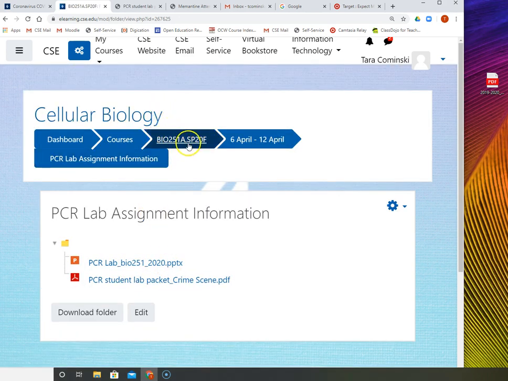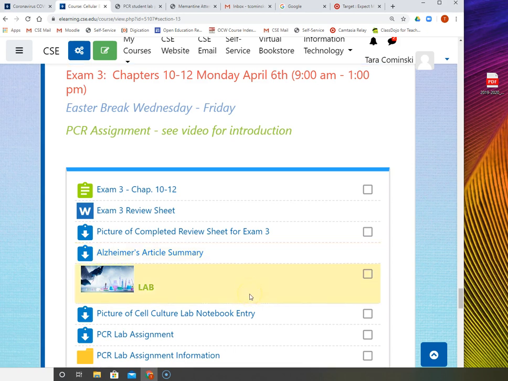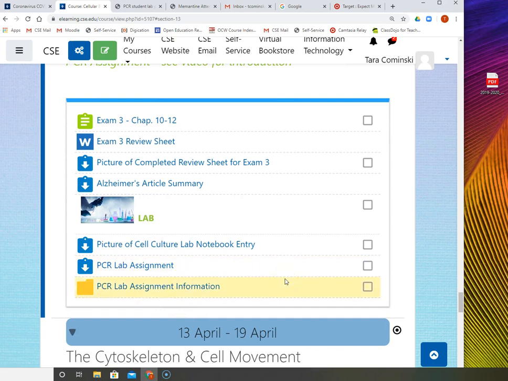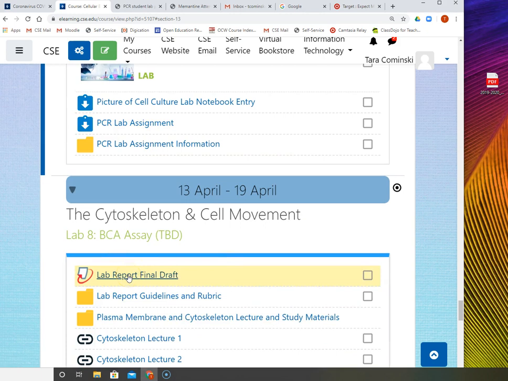All right, and so I think I went over everything in terms of what's due basically next week. Remember, we're on Easter break. I am continuing to meet with you individually for the first draft of your lab report. But now these are the assignments that are upcoming for next week. The Alzheimer's article summary, we went over that; I introduced that article to you. Picture of your cell culture, lab notebook entry, and this PCR assignment. Also, that lab report final draft is also due next Friday.